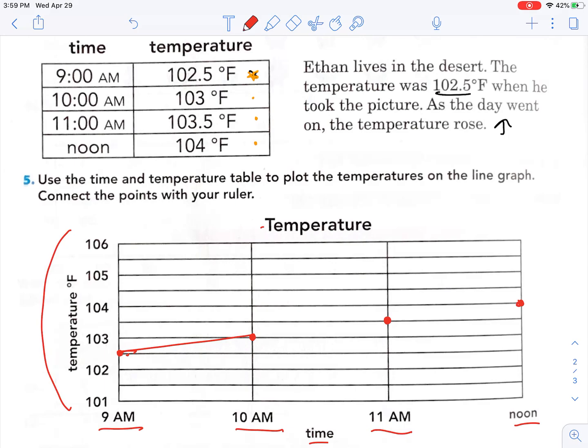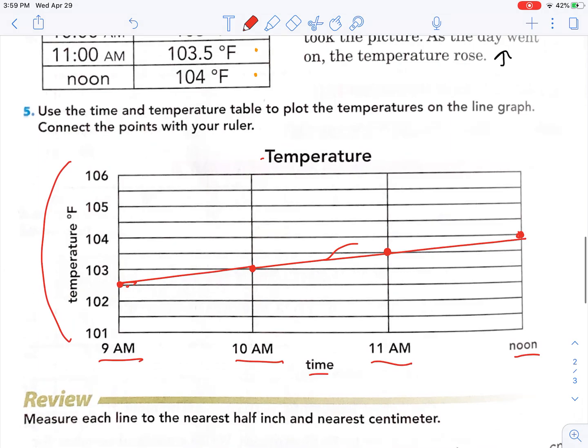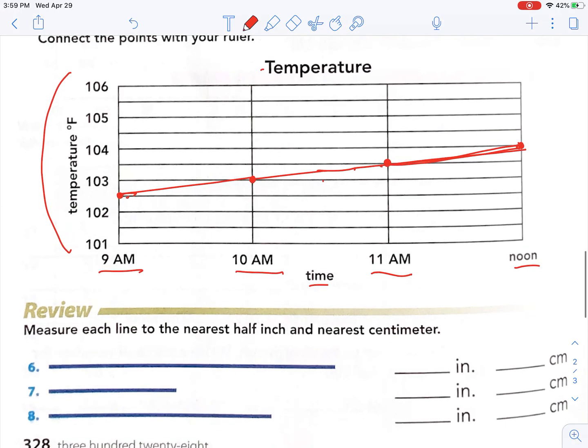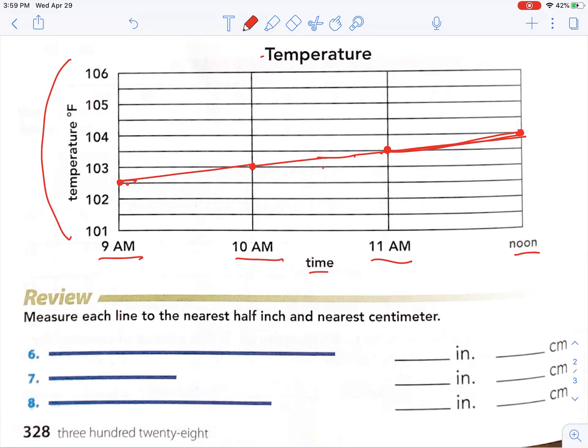Whoops. Not very good. I should have just done it freehand. But I tried. And there we go. Okay, so your chart should look something like that. And that was a line graph. So we're practicing some of these.